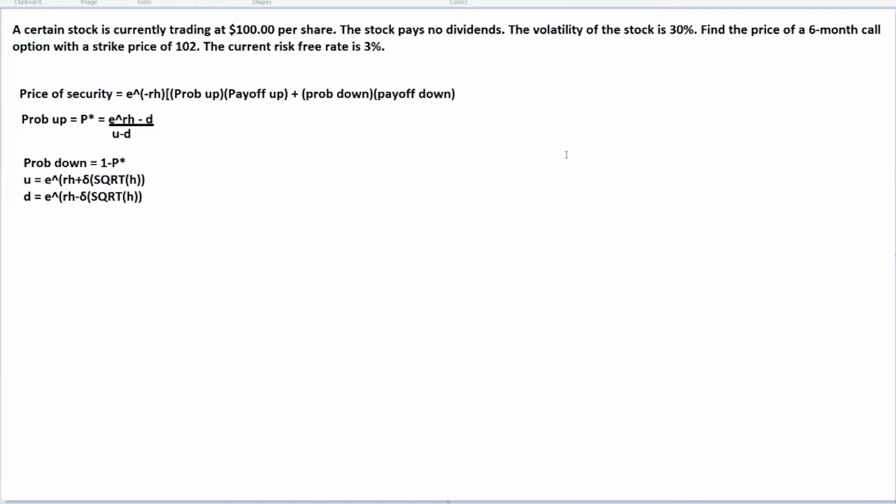Alright, so binomial trees part 2 here. This time we're going to be solving a problem using the probability method.